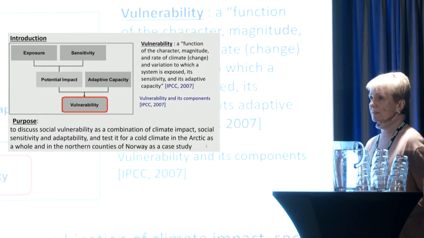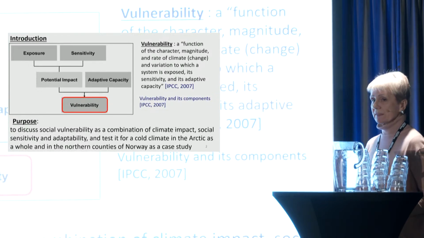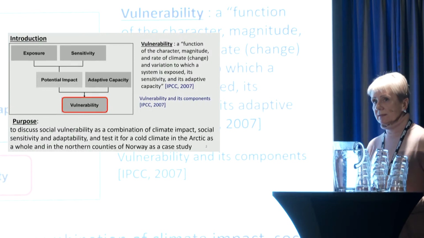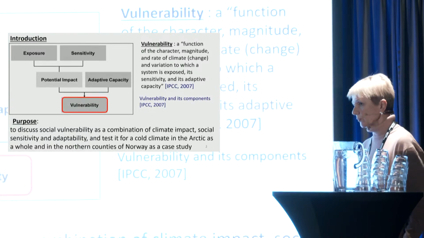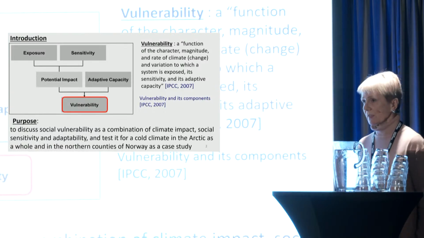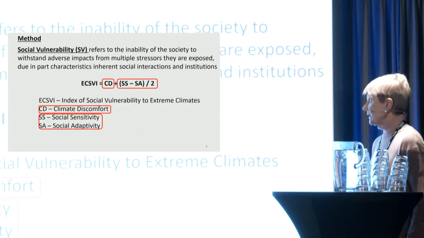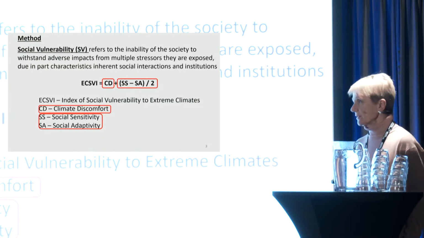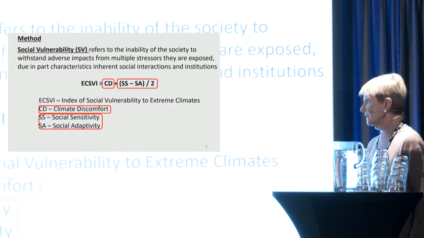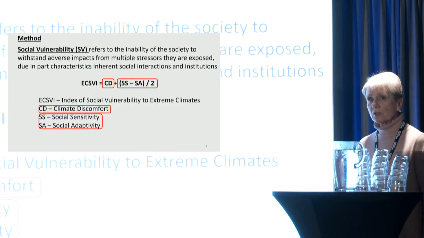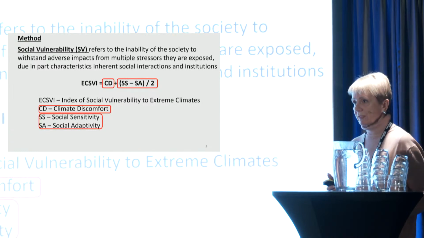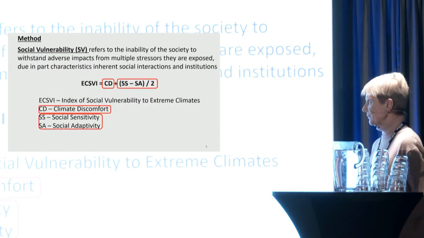We know what vulnerability is: how a system is adapting to environmental challenges, and how society can be sensitive and vulnerable to exposure to those challenges from the environment. Today I will talk about social vulnerability to extreme climate conditions, looking at social sensitivity and social adaptivity, the so-called social block: how society is going through the challenges and how society is adapting to them.